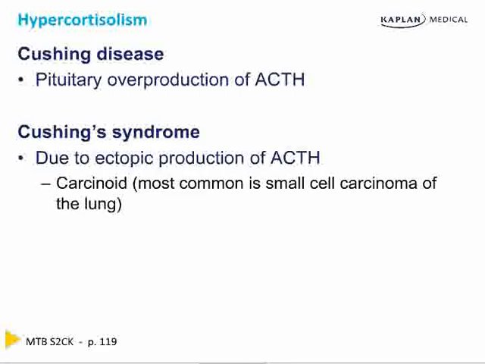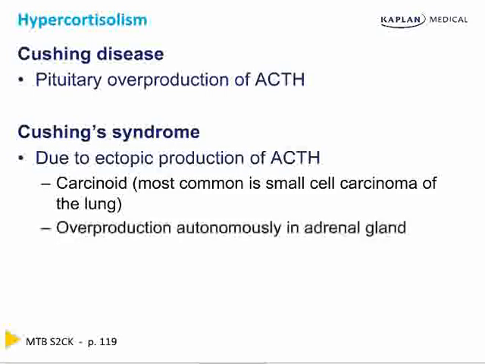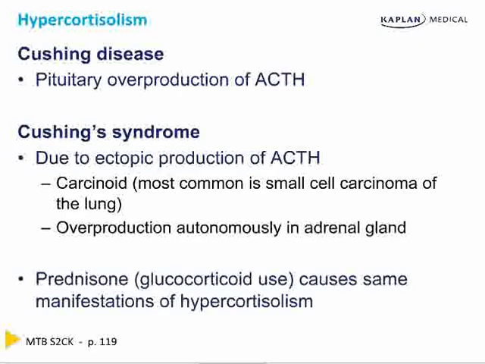Is it originating in a carcinoid, such as the most common, a small cell carcinoma of the lung? Or is it autonomously overproduced in the adrenal gland? And the reason why this is important is because since prednisone or any glucocorticoid use can also cause the same manifestations of hypercortisolism, your big issue is, where's it coming from so I can remove the right organ?